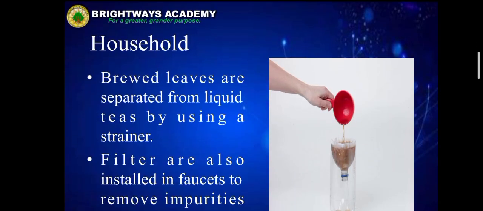Next, we have the household. Brewed leaves are separated from liquid tea by using a strainer. Filters are also installed in faucets to remove impurities. So, another way we separate the components of mixtures is the filter. Are you familiar? If you know, we also use the filter.